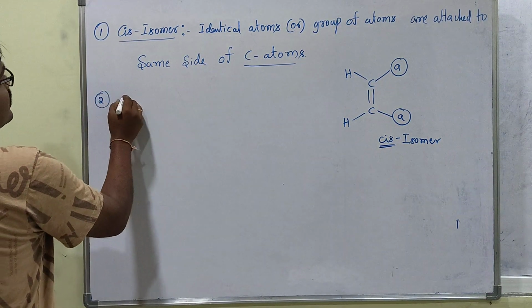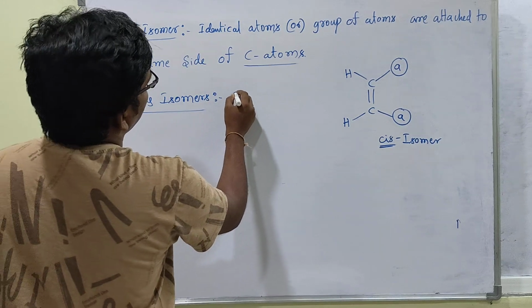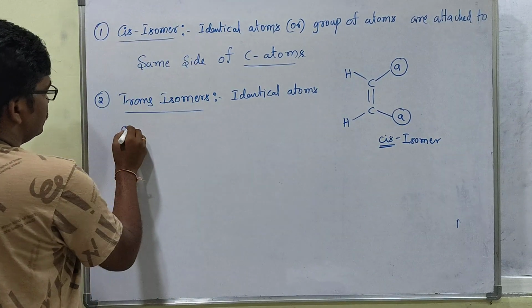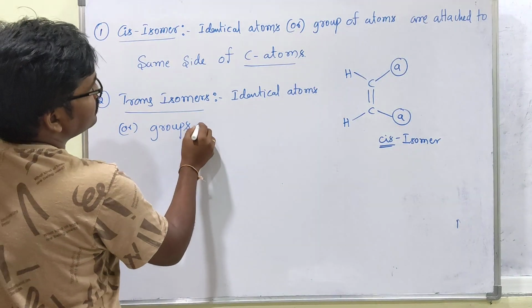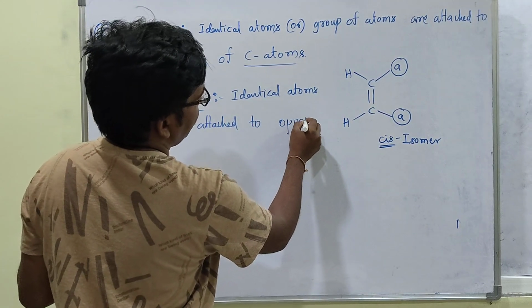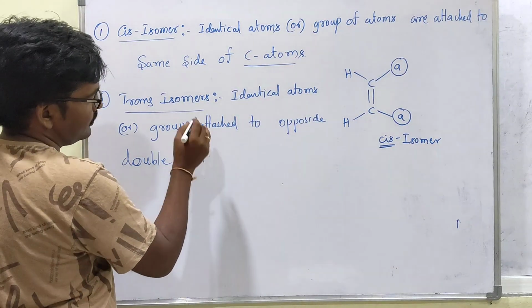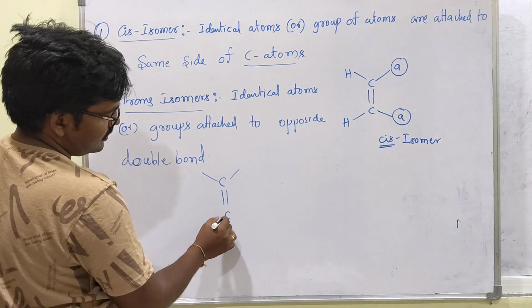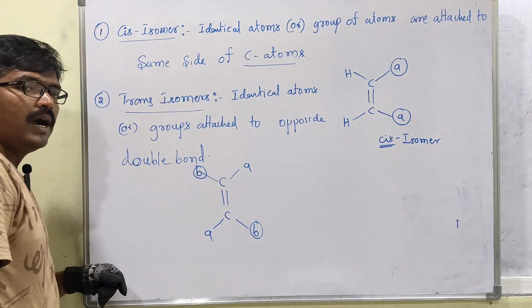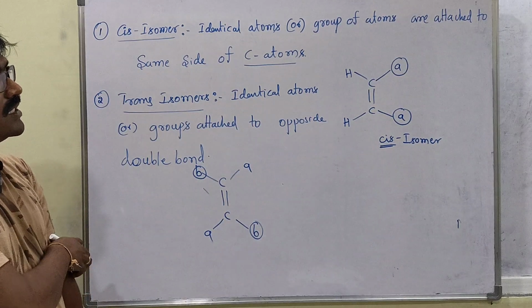Then second one, trans-isomerism. Trans-isomer means identical atoms or groups attached to the opposite side of the double bond, C double bond C. So look at identical groups, A, then B, like this. If identical groups are on the opposite side, then we call it a trans isomer. That we are calling cis-trans isomerism.